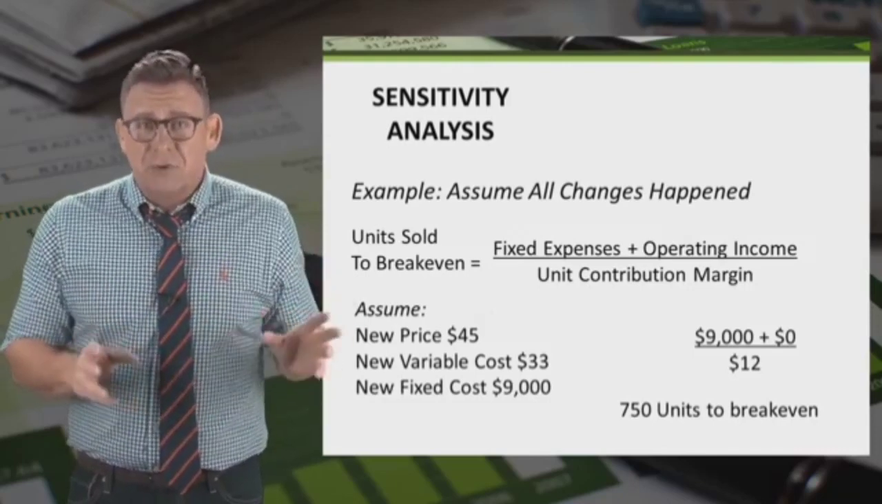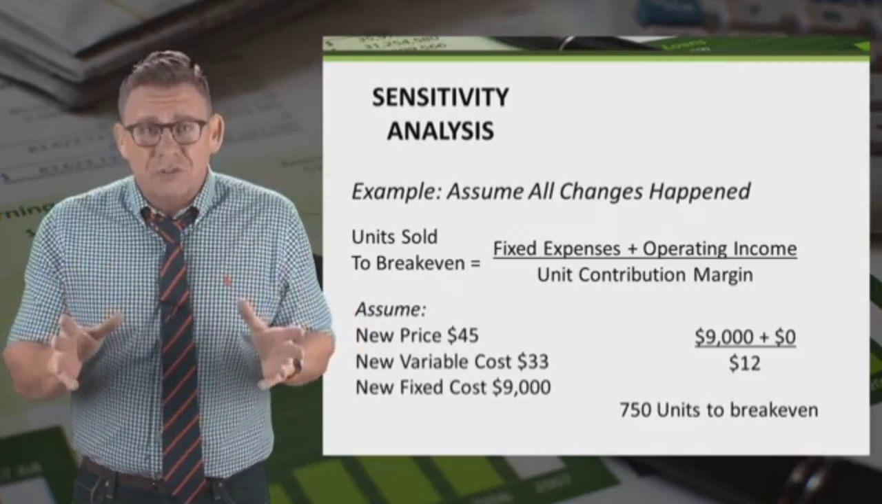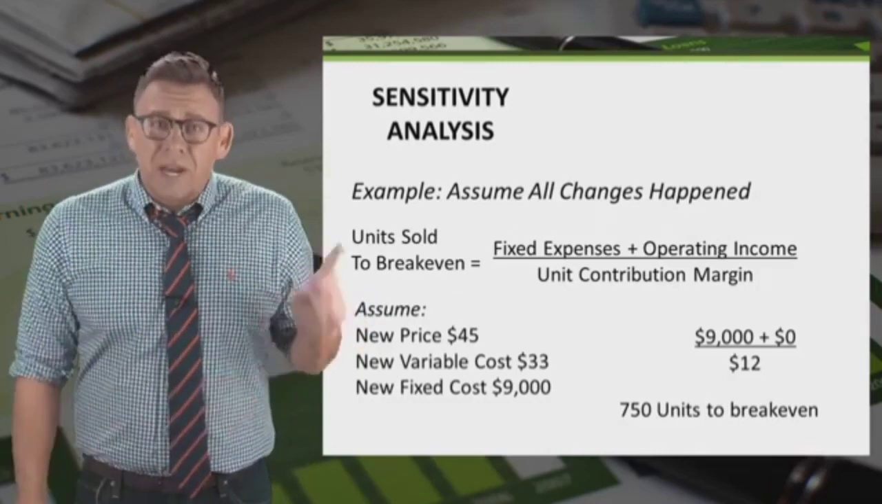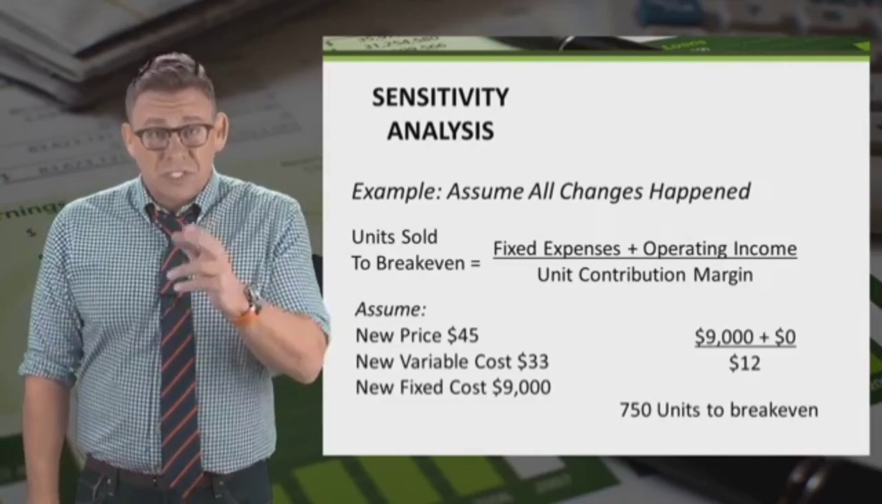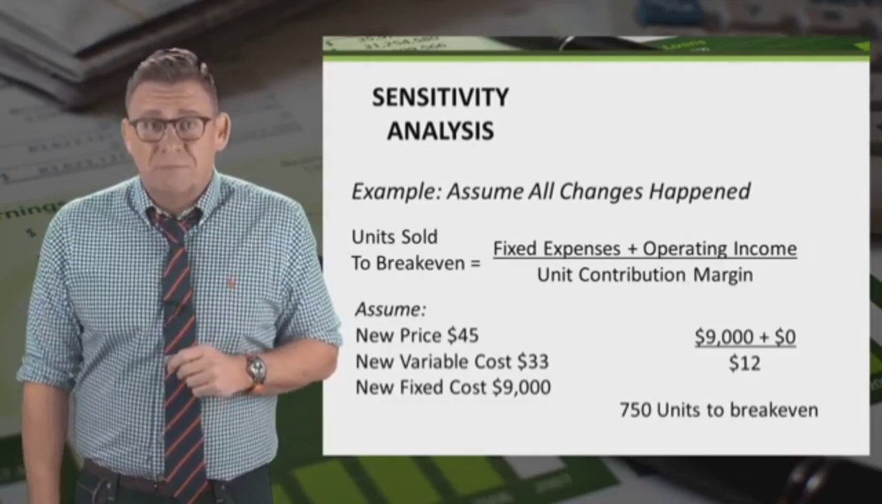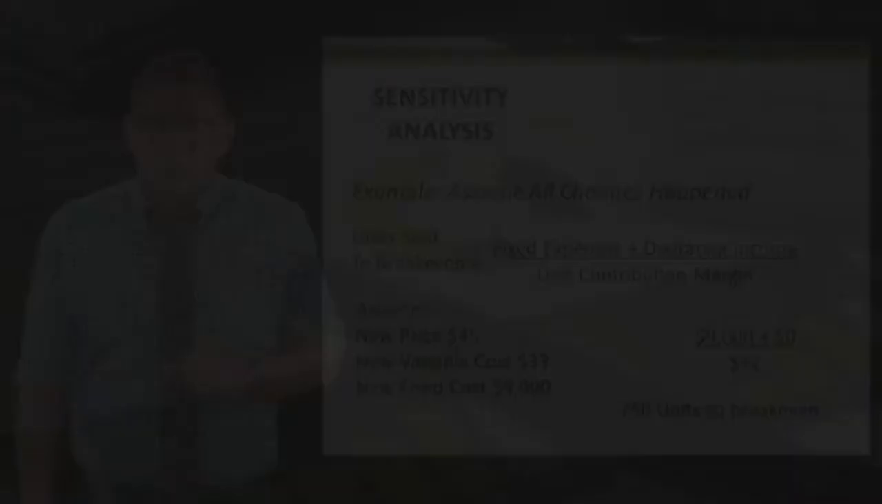Finally, fixed costs decrease from $10,000 to $9,000. When we factor all three changes, we determine that break-even increases to 750 units sold, which is a 50% increase from where we started. Clearly, these changes should be avoided if possible.